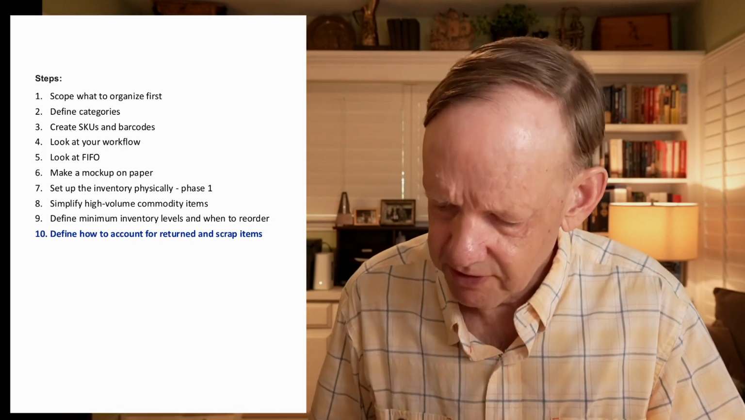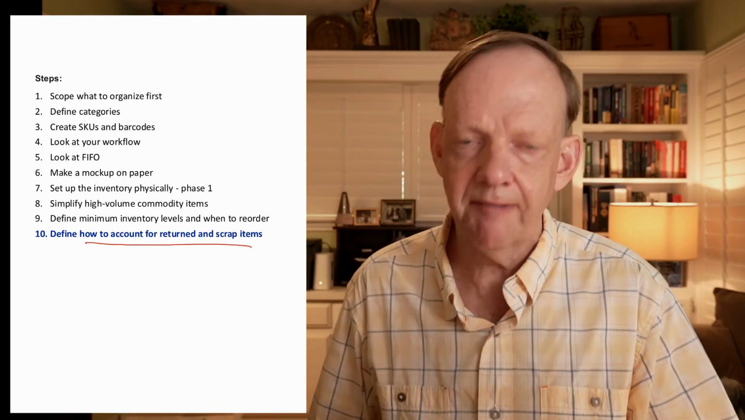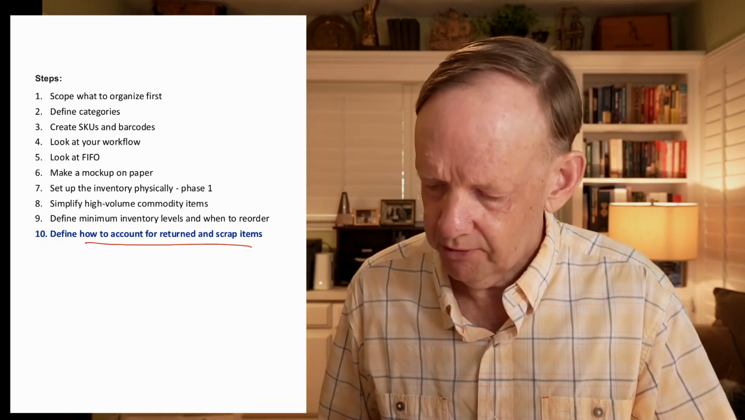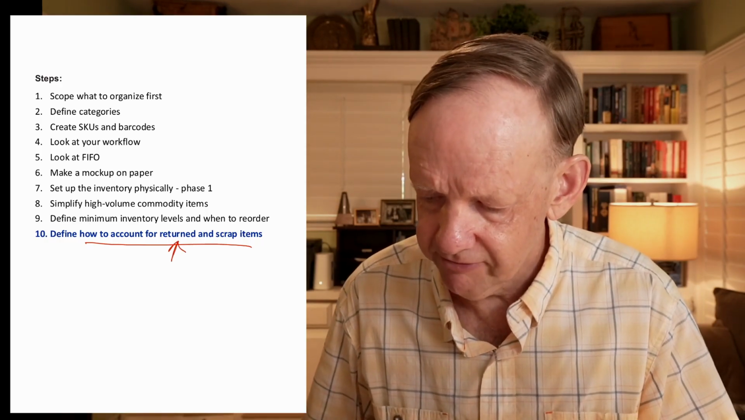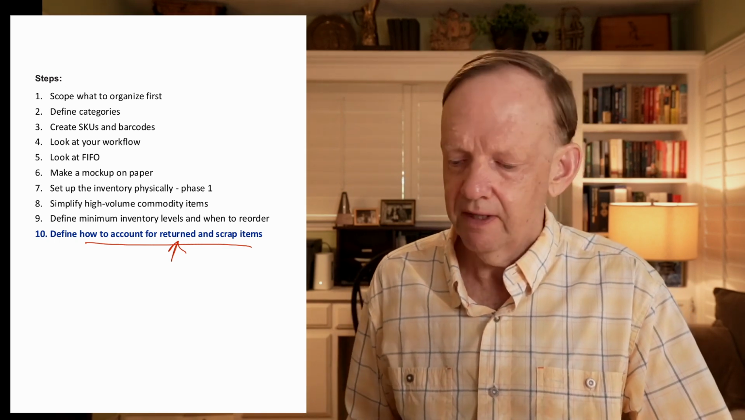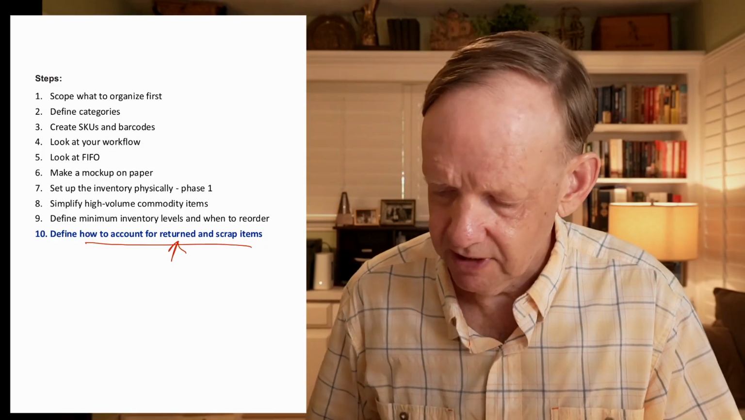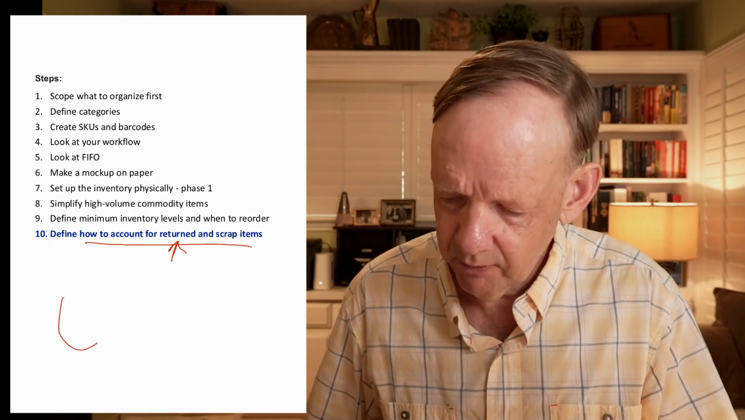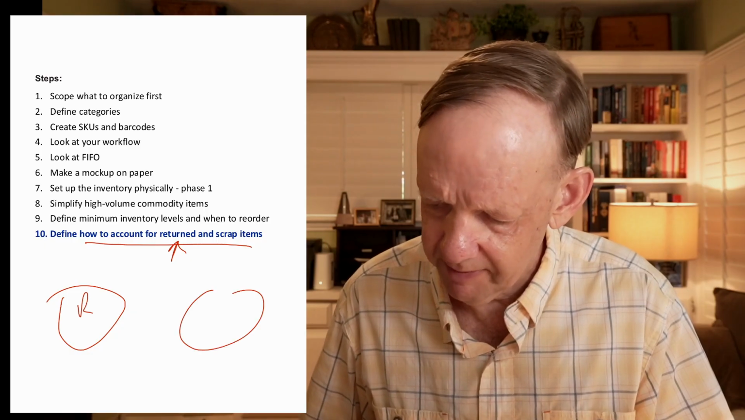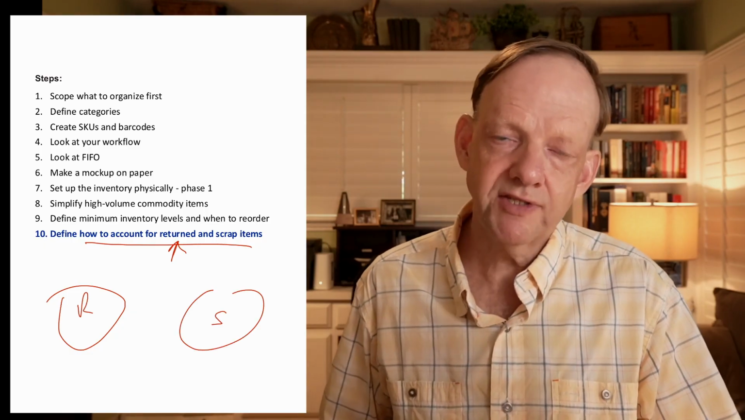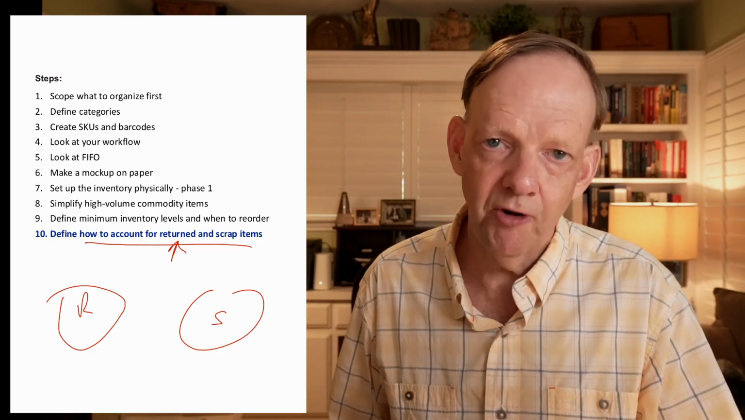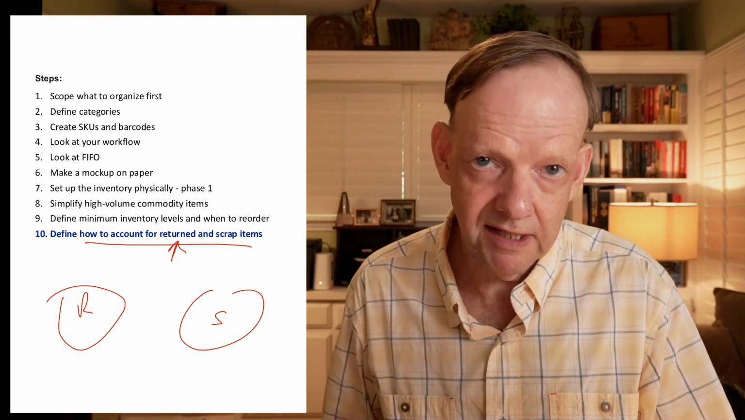Number 10, you want to define how to account for returned and scrap items. When things get scrapped because they're broken, or things get returned, they could be in different states. They could be working, they could be not working, they could be broken, whatever. They didn't like the color, and therefore it's kind of good. You want a clear way to hold them somewhere. Here's returned items, here's scrap items, okay? And they get processed correctly. Don't just throw them onto the shelf and hope we're going to remember what it is, okay?